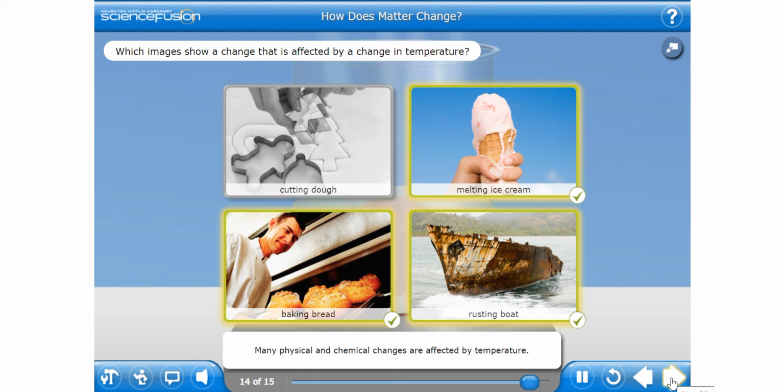Many physical and chemical changes are affected by temperature. Not all physical changes are affected by temperature, though. Cutting, tearing, and splitting are examples of physical changes that are not affected by temperature.